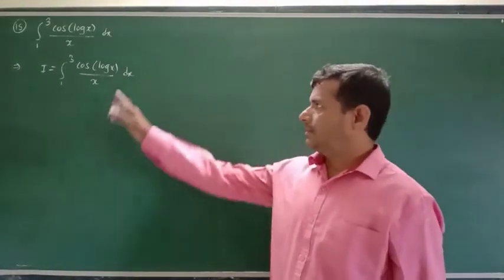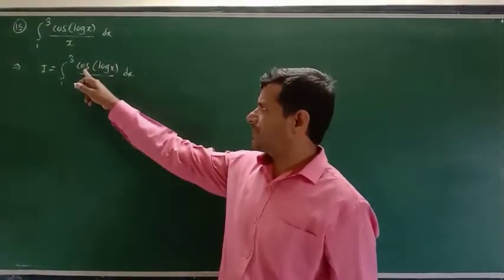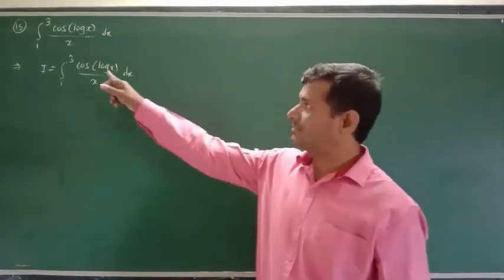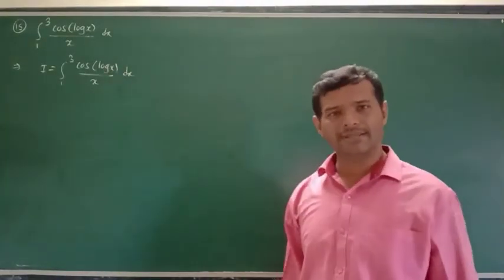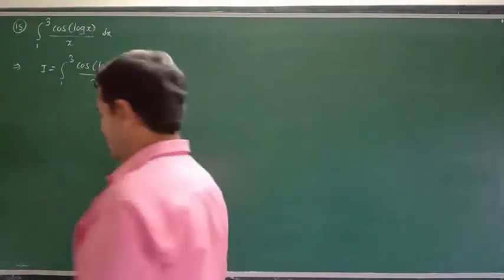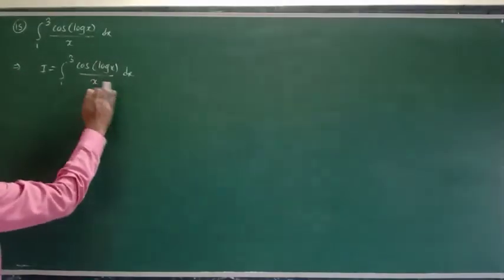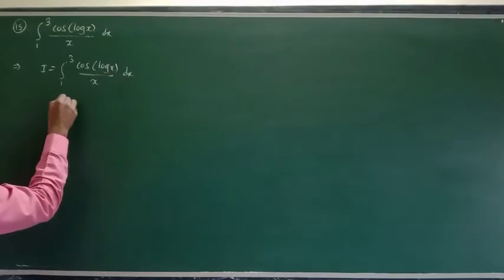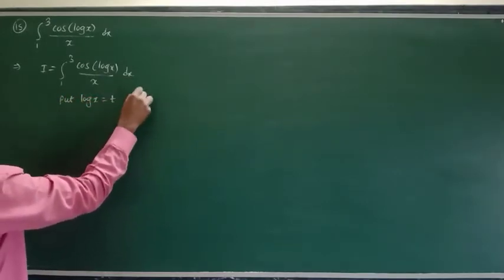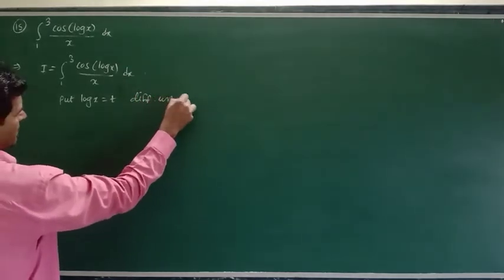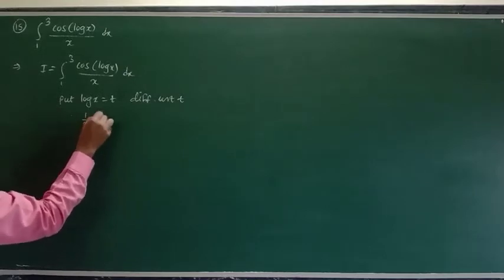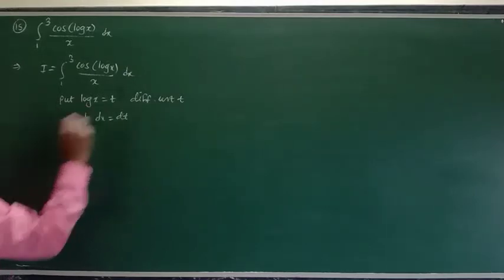Now see here, the function given is cos of log x upon x. If I use the substitution log x is equal to t, then its derivative is 1 upon x dx. Now differentiate with respect to t. The derivative of log x is 1 upon x, so 1 upon x into dx is equal to dt.